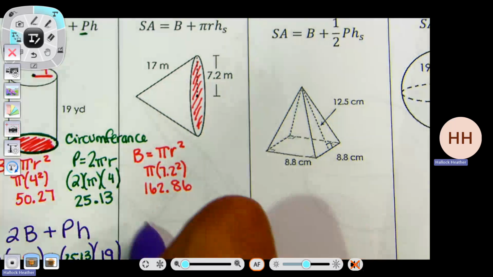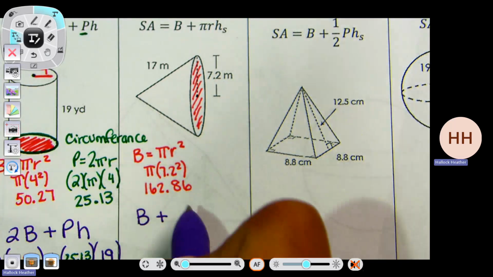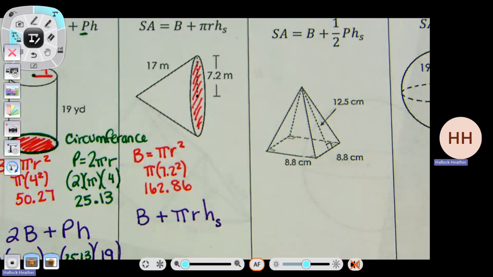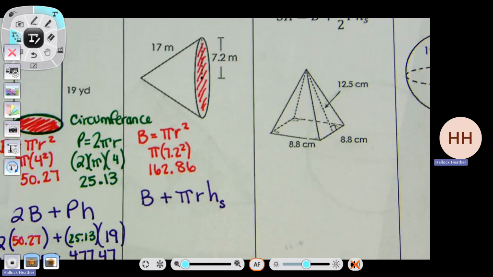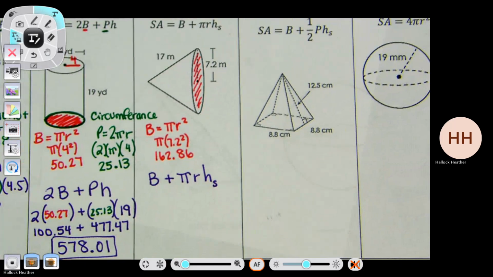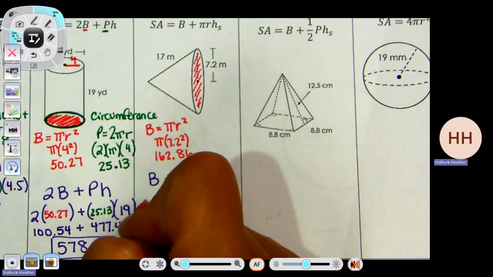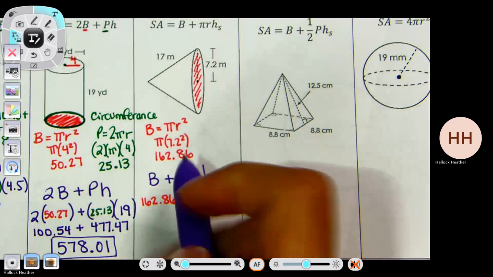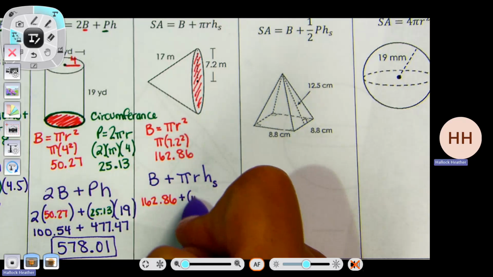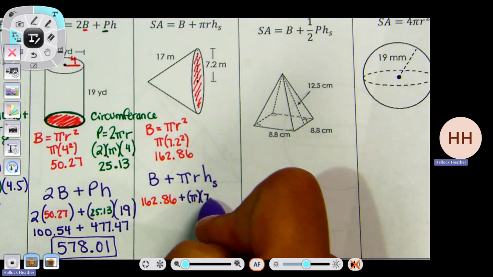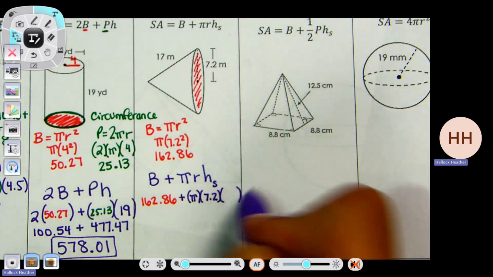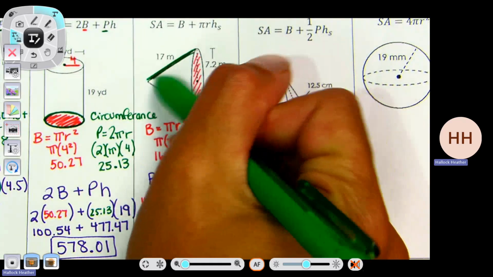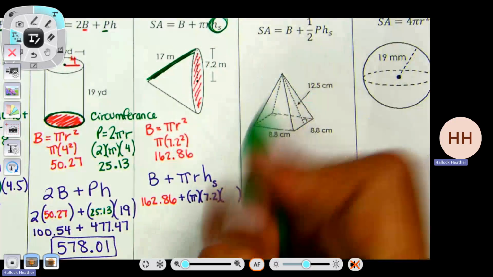So my formula is B plus pi r h with a little sub s, because it's slant height. So I'm going to plug in my values. B is 162.86. I have to add pi times the radius, which is 7.2. How much is my slant height? 17. See how it's slanted? Usually we don't use this one, but because it says H_S, we're using 17.